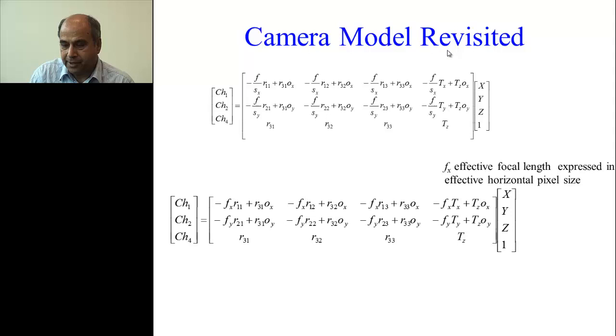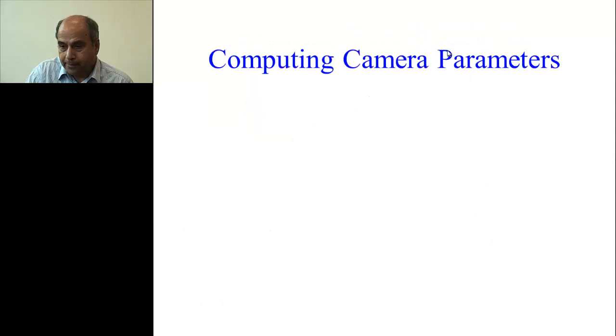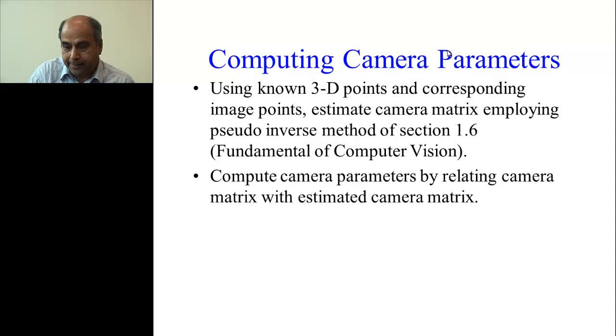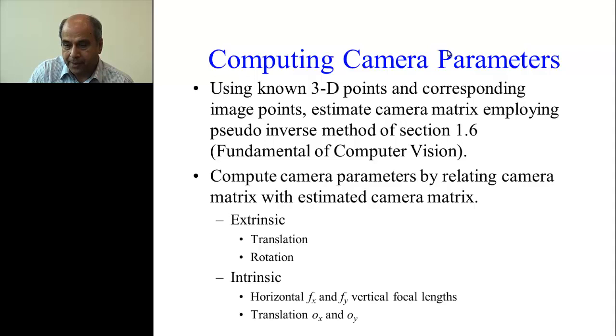So now we remember that we did the camera calibration, estimated, if you know the 3D points and we know the corresponding 2D points, then we just discussed how we can estimate the camera calibration in terms of the A matrix, where we have 11 unknowns. And so from the camera matrix, now we want to determine the extrinsic and intrinsic parameters using this model we just discussed: the translation, rotation, and the FX, FY, and OX, OY. So we're going to talk about that.